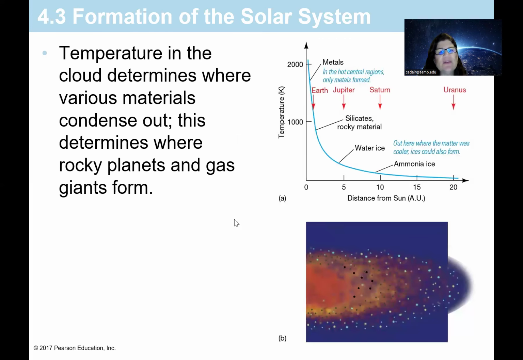So also with the condensation theory, temperature in the cloud determines where various materials will condense out. This determines where the rocky planets and gas giants form. So here we are close to the sun, distance from the sun in astronomical units, and they were farther away here. So metals and silicates, rocky material, water, and ammonia. Earth is about here, Jupiter is about there, Saturn is there, and then Uranus is out here. Anyway, so temperature played a role too.